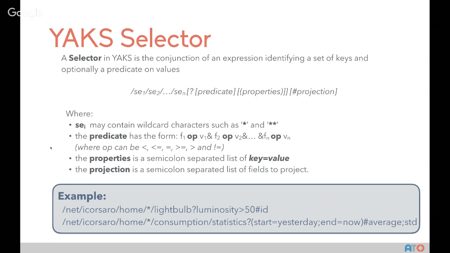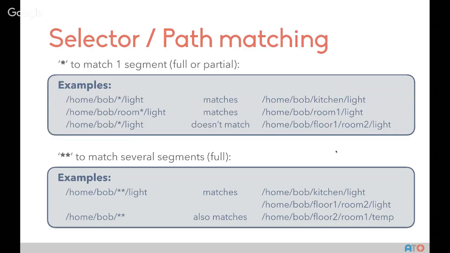The properties in parentheses, also optional, are a semicolon separated list of key values, and we will see in a later slide what the purpose of this is. The projection, after the sharp key, is a semicolon separated list of fields that you want to project. What does projection mean? Imagine you have a huge value with hundreds of fields, in a JSON value, for instance. You might not want to get all the value because it might be too big. So with projection, you might be able to select a subpart of your value and get only a subpart which is of interest for you. Notice that this is not yet implemented in YAKS, but we foresee to implement this, and it will probably be implemented in the next months.